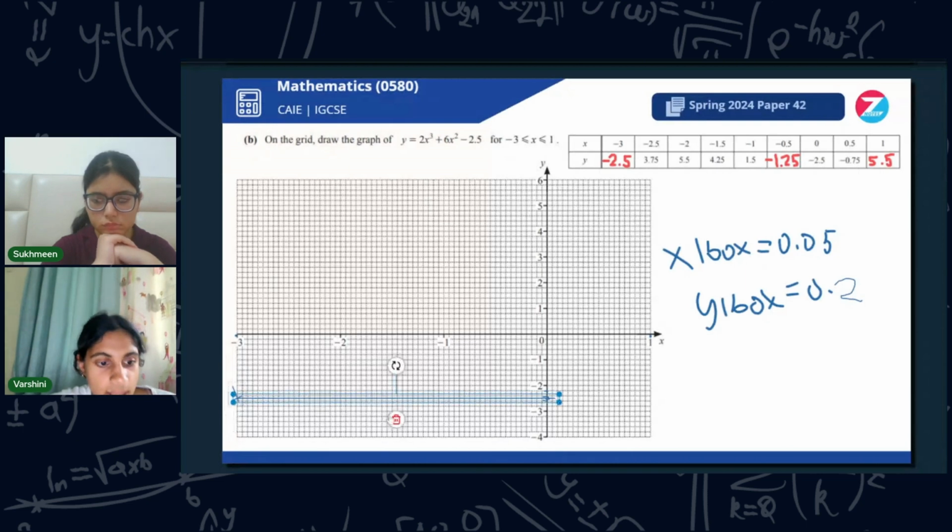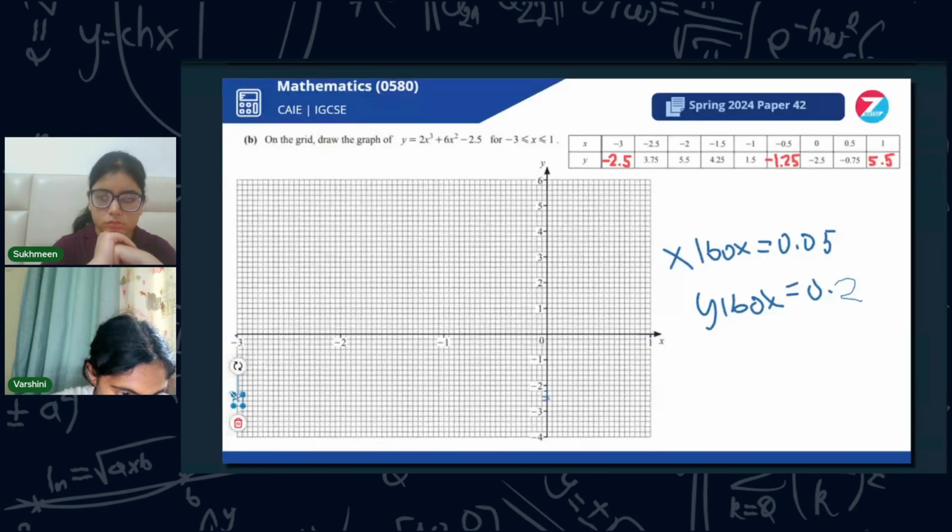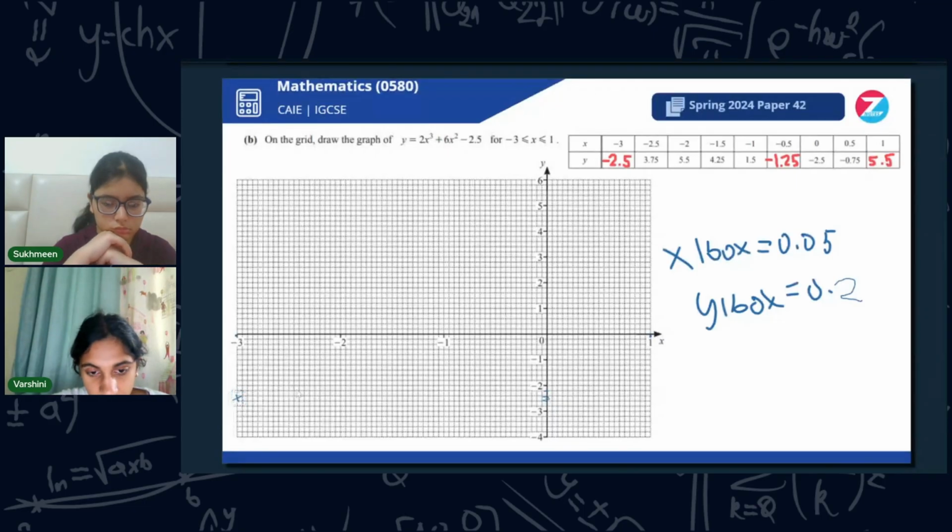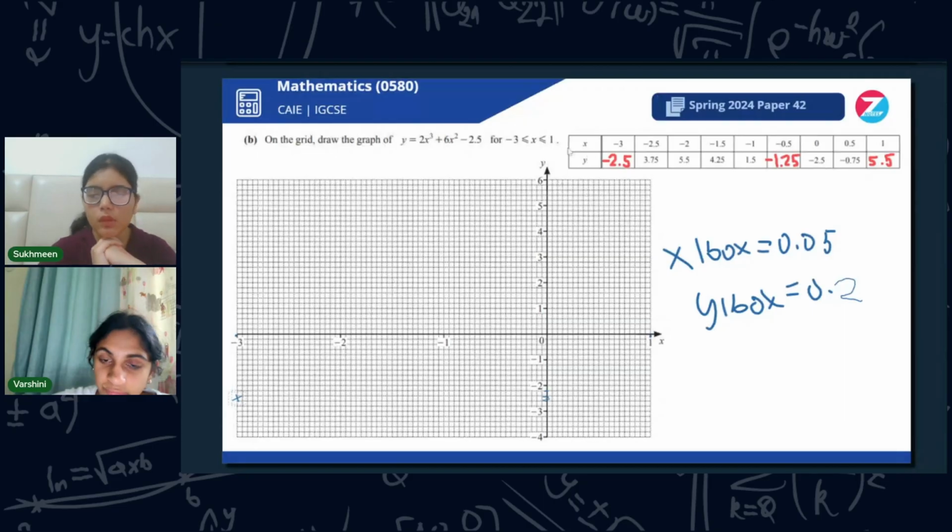Okay. Now our next point. Remember, draw crosses for these. They don't like circles. Either circles with crosses or plus signs. They don't like dots. So, okay, for our next point, minus 2.5 and 3.75.